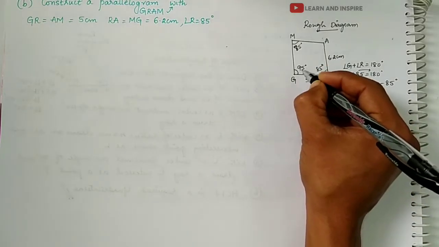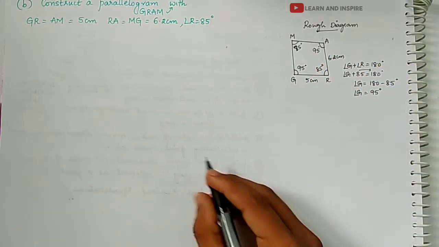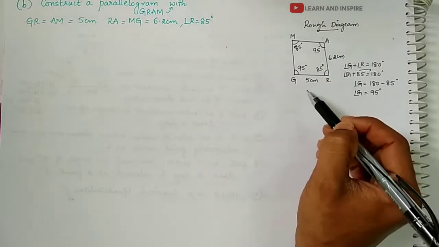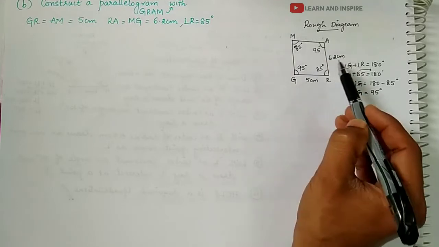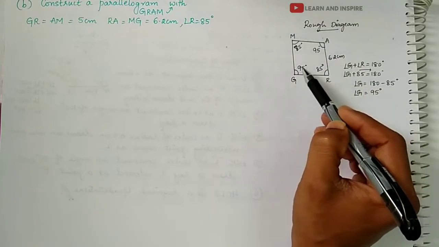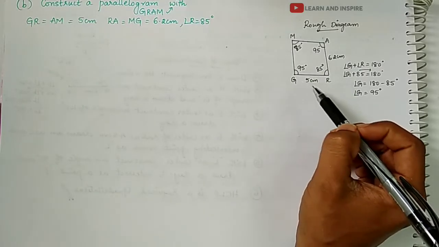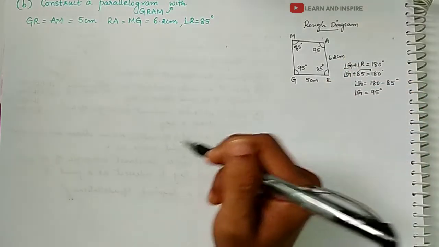Then what is the angle opposite to G? Angle A. Angle A is also equal to 95 degrees. And as we all know, opposite sides are equal in a parallelogram. GR equals AM, this is 5 centimeters. And RA equals 6.2. Then GM is also equal to 6.2. So here we have two sides and three angles. So then we can construct a parallelogram.